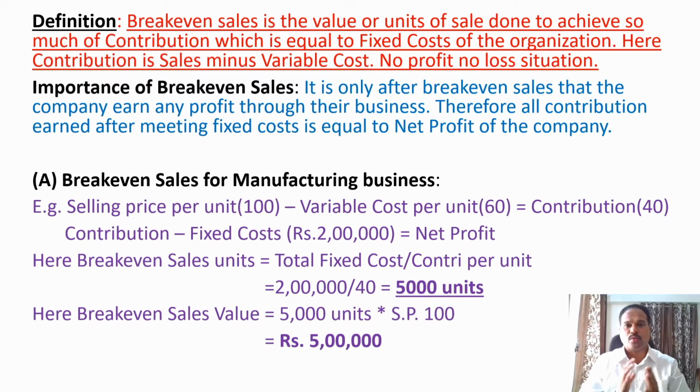So let's break it up. In simpler terms, you're doing sales, it has some variable cost, and you get the contribution. So much of the sales you have made, so much of the contribution you have earned after deducting the variable cost, which is equal to the fixed cost. So contribution is equal to fixed cost, so there is no profit, no loss situation. So why is this term important?